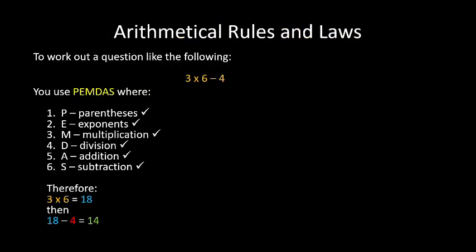To work out a question like 3 times 6 minus 4, you use PEMDAS, where P represents parentheses, E represents exponents, M represents multiplication, D division, A addition, and S subtraction. So we will do multiplication first, since the hierarchy goes from P to S. 3 times 6 is equal to 18, and then we subtract 4 from that 18 to get 14.